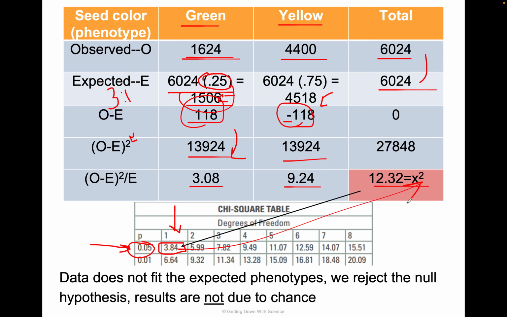Because our chi-square value is greater than what the chi-square table tells us, the data does not fit the expected phenotype, so we are going to reject the null hypothesis. We are rejecting the idea that there's no difference. These results are not due to chance. Something else is going on here. Either user error, these genes are linked, or they're not Mendelian, we don't exactly know. We just know that there's a difference between what we're seeing and what we expect to see.